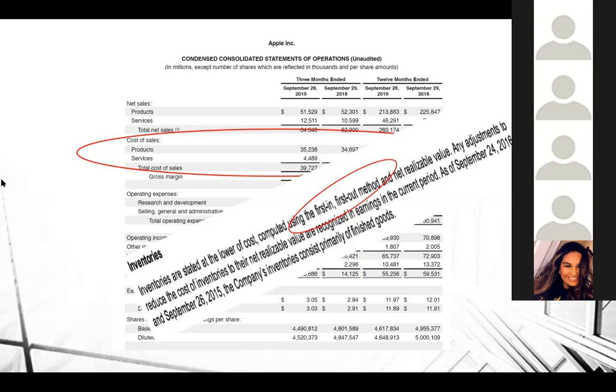Is that how an electronics store or a retail store would probably do it? No, a retail store would probably be using FIFO. Or, yeah, probably FIFO.